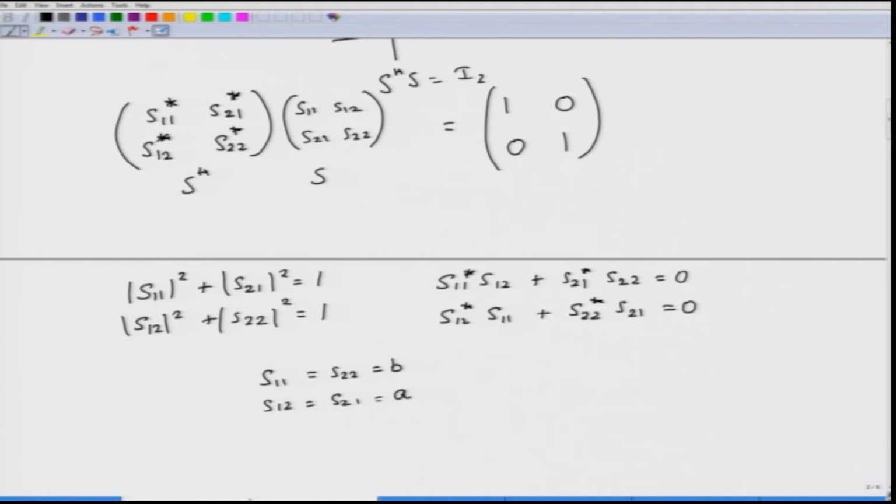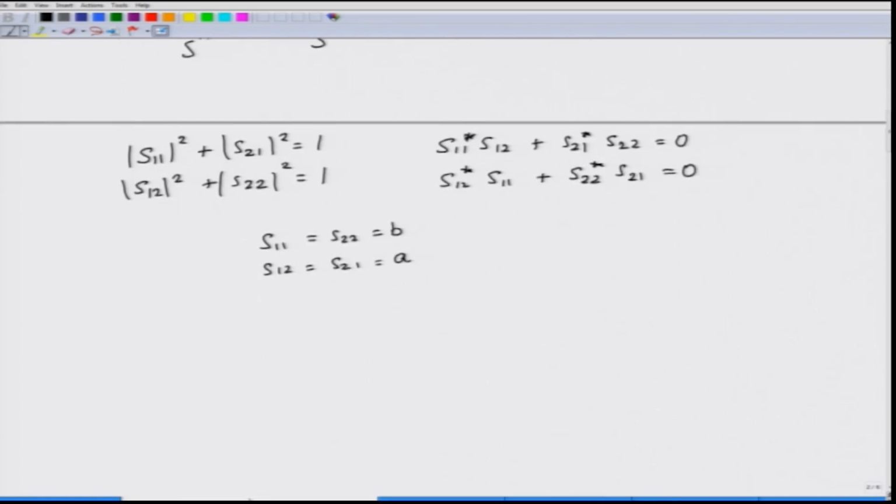Okay. So, since these two are equal, you can substitute B and A into the above equations, and you will see that you get S11 mod square plus S21 mod square is equal to magnitude B square plus magnitude A square equal to 1. Please remember that B and A are complex numbers. So, this is the one equation; the other equation will be the same because S12 magnitude square is nothing but magnitude A square, and S22 magnitude square is nothing but magnitude B square.